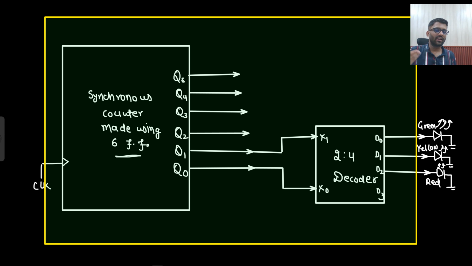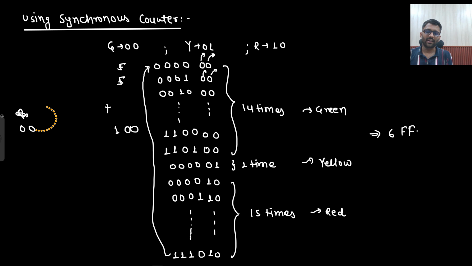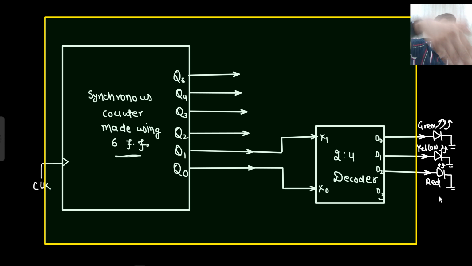I will design my counter in a manner that just as I reach here, I go back to this state. Just as I reach here, I go back to this state. So 1 1 is not even occurring, and that condition will not even occur. So in that manner I will go: green for 14 times, then yellow for 5 seconds, and red for 15 seconds.